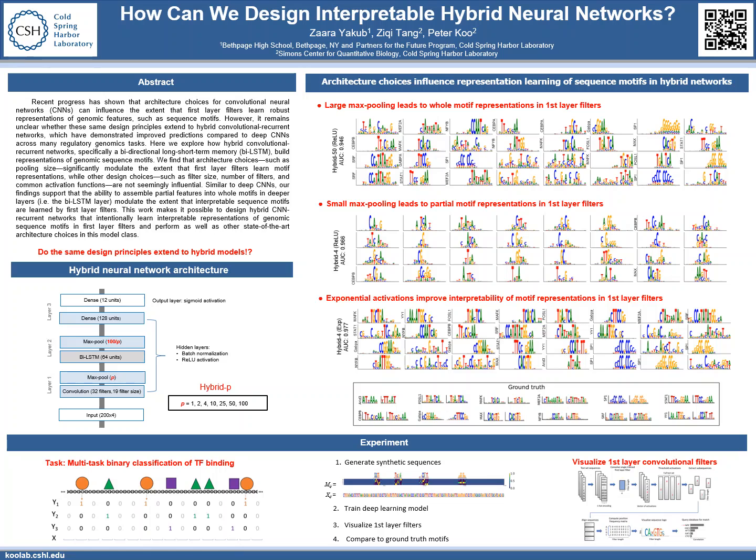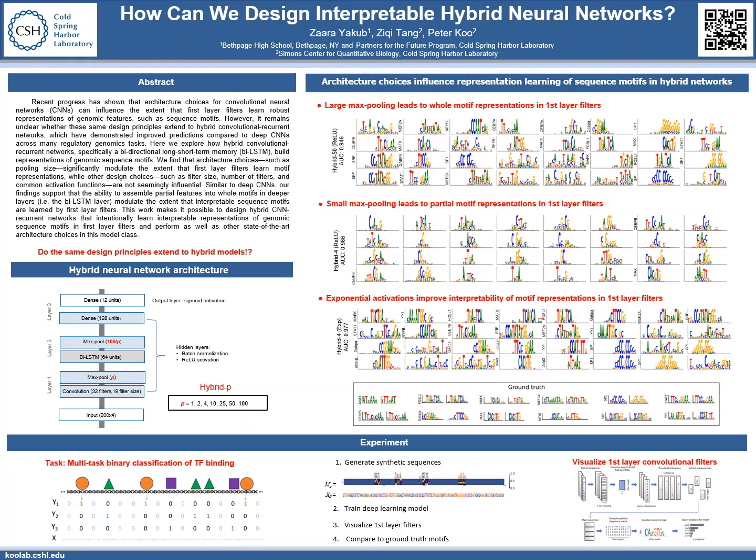Interestingly, if we change the activation function of hybrid 4 from ReLU to an exponential, nearly all of the filters now learn ground truth motifs. As shown here, the motif representations are much more clear with exponential activations. The number of motifs learned increased from 3 to 25 out of 32 filters, and the motifs visually match ground truth motifs much better. This trick was previously demonstrated for CNNs, and now we can say that it extends to hybrid CNN-RNN architectures.